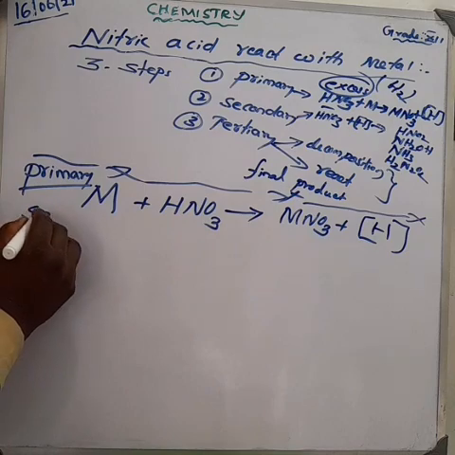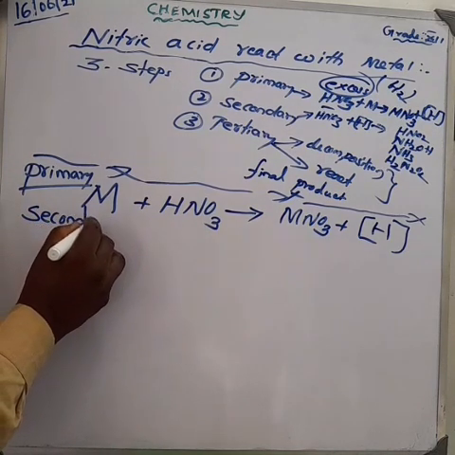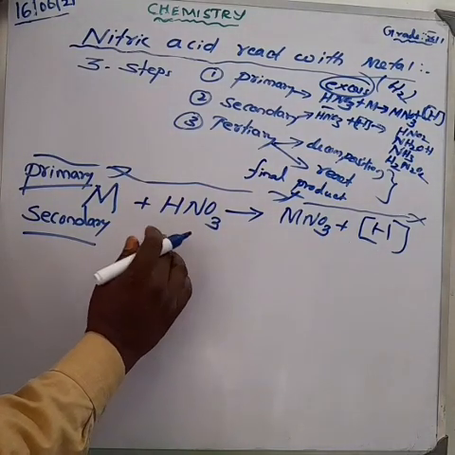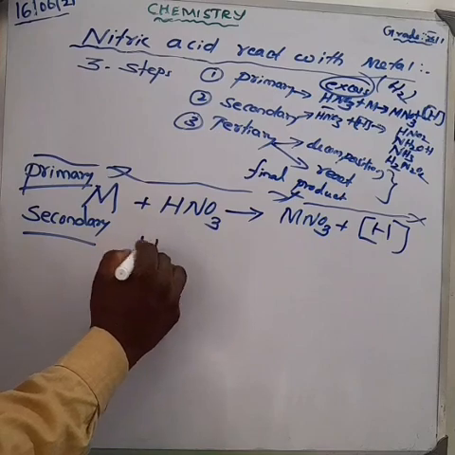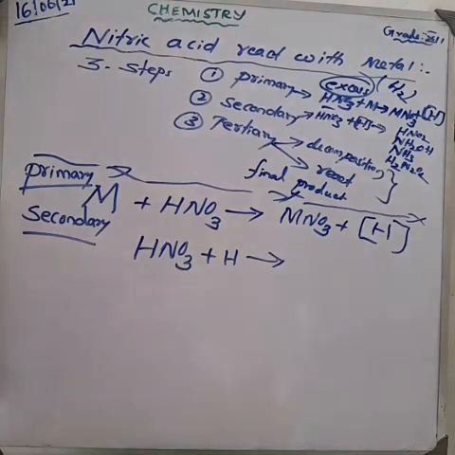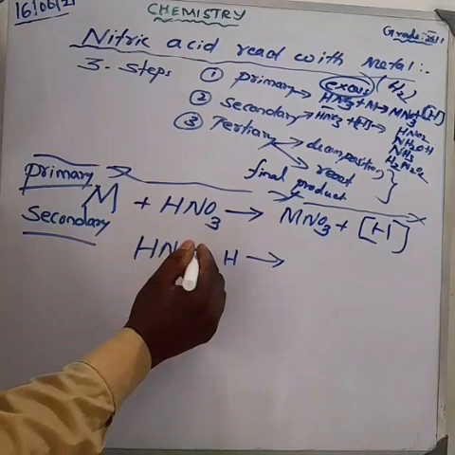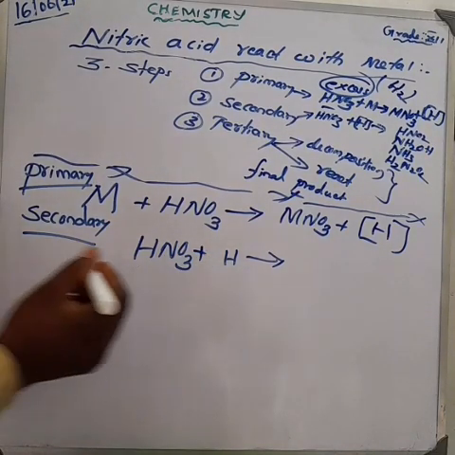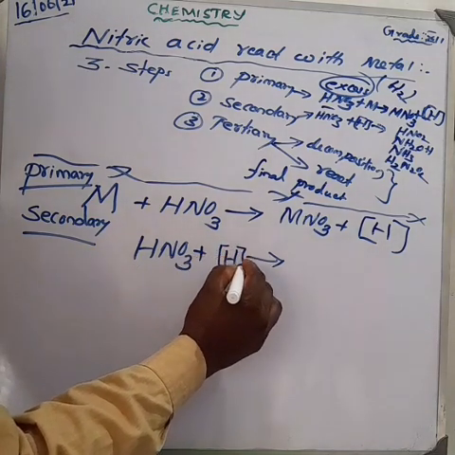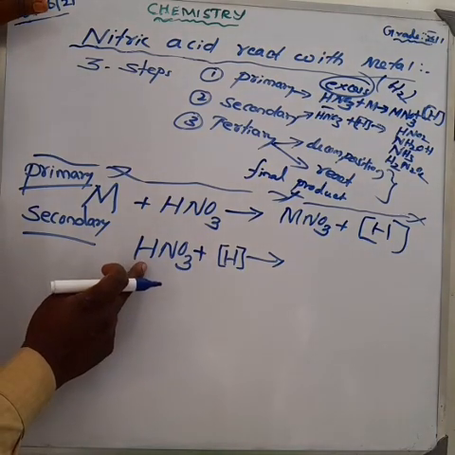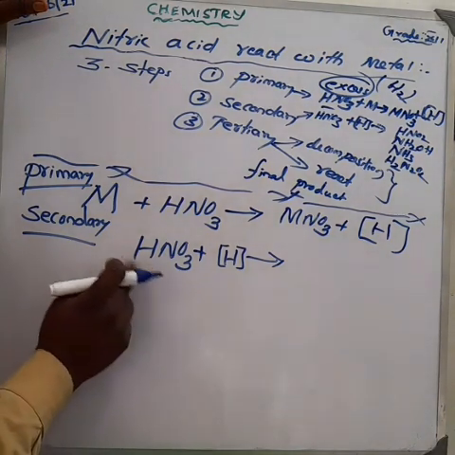What is a secondary reaction? That means the nascent hydrogen reacts with unreacted nitric acid. We get the reduction products. Okay. First I am taking nitric acid. What is the formula of nitric acid? HNO3. This reacts with nascent hydrogen. One of the nascent hydrogen gives here this nitric acid. I am going to write like that.